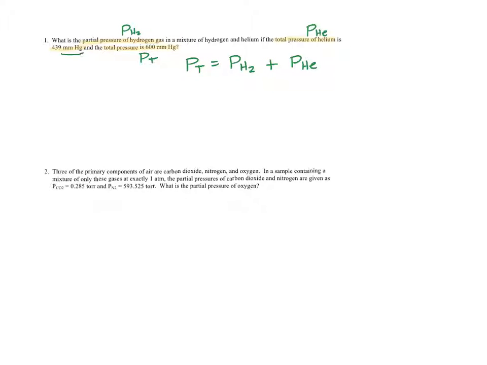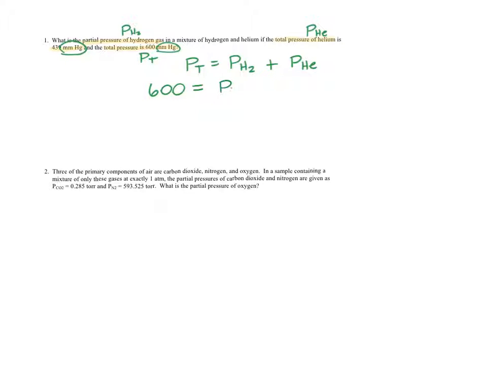One thing you have to look at, remember, is the units. They have to match. So the partial pressure of helium is in mmHg. The partial pressure of the total is mmHg, so we're good to go. The units match, so we can just go ahead and plug in our numbers. So PT is going to be 600.